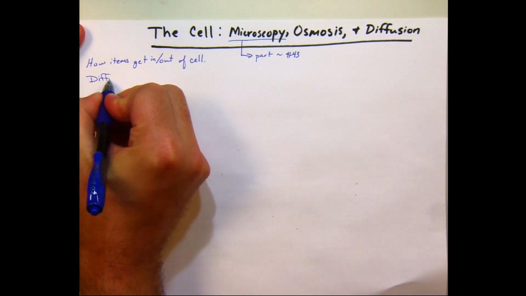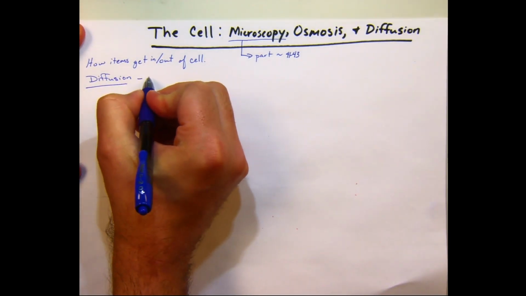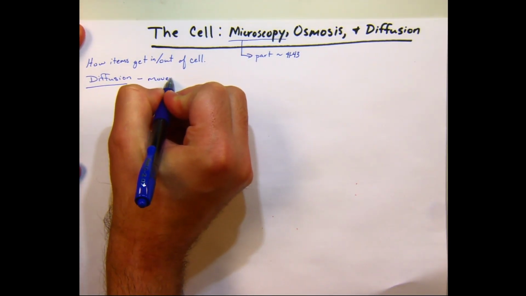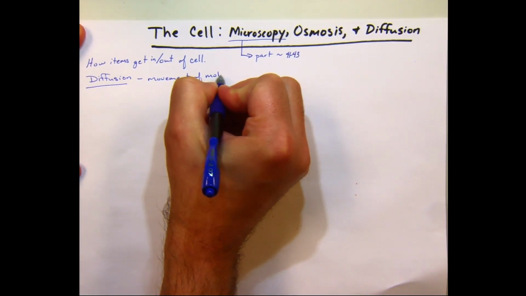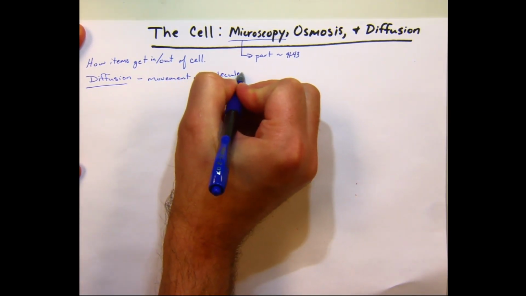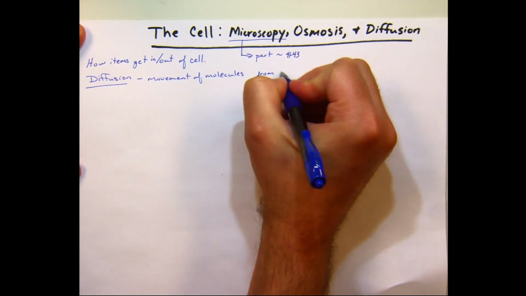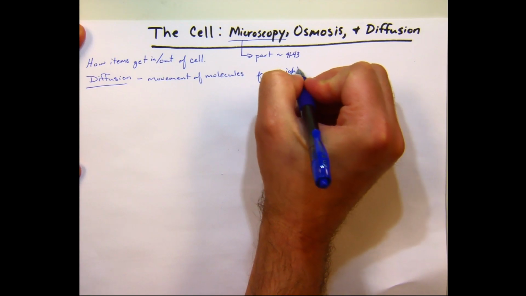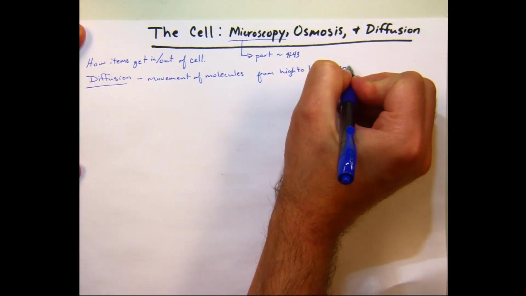Right, the first type of movement is referred to as diffusion. Diffusion is the movement of molecules from a high to a low concentration.